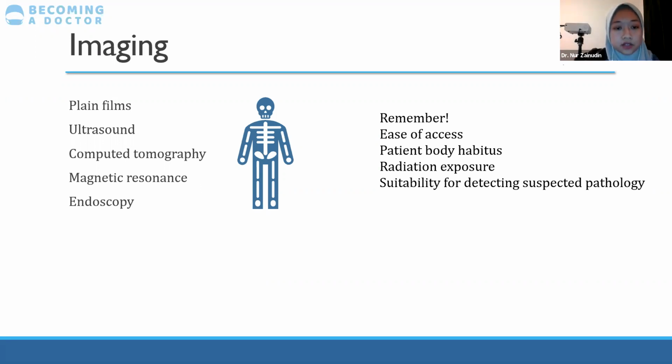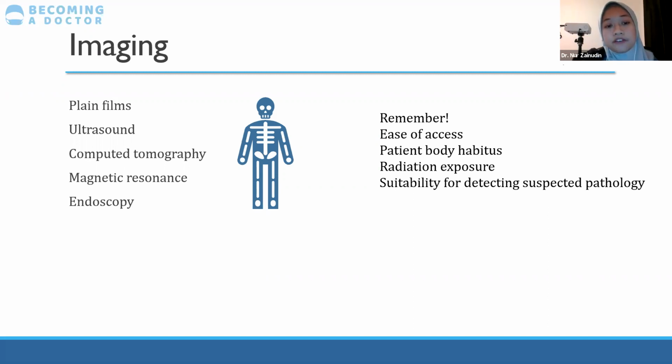With CTs, there's loads of different ones. So abdo-pelvis can be a CT angio if you're suspecting a ruptured AAA, or if you're suspecting mesenteric ischemia, wanting to see which vessels were affected. But yes, CTs take a long time.